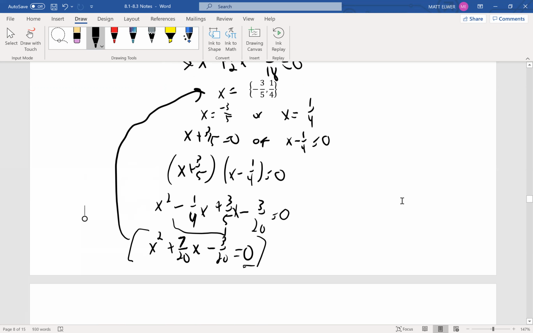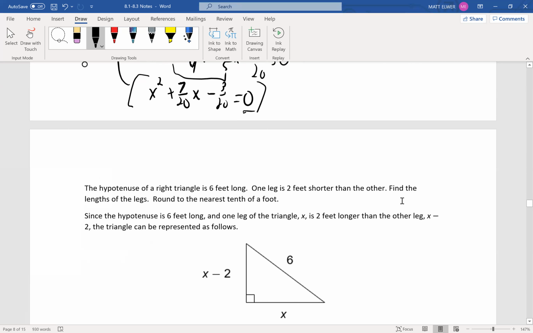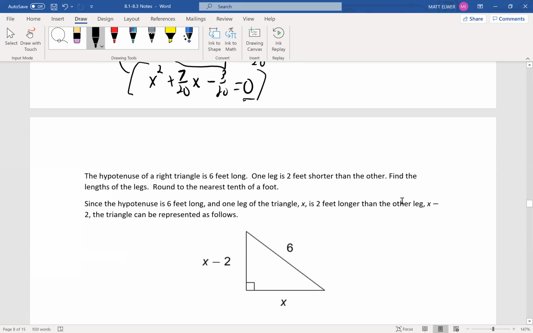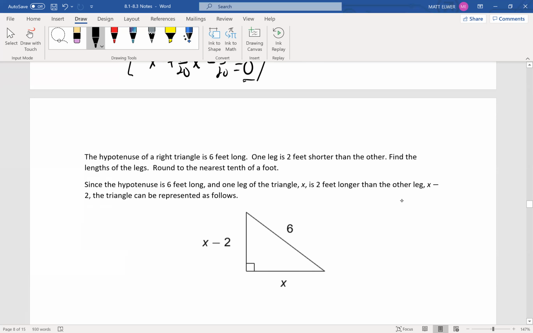Okay, so the next thing we're going to do is look at another Pythagorean theorem problem, so we're going to have to deal with right triangles again. This one says the hypotenuse of a right triangle is 6 feet long. So that's right here, 6 feet long. One leg is 2 feet shorter than the other. So we have one leg with length x. We don't know what it is, but we know it's 2 feet shorter than the other, so we have to subtract 2 off of it. It says find the lengths of the legs, so we have to find the length of this one and the length of this one.